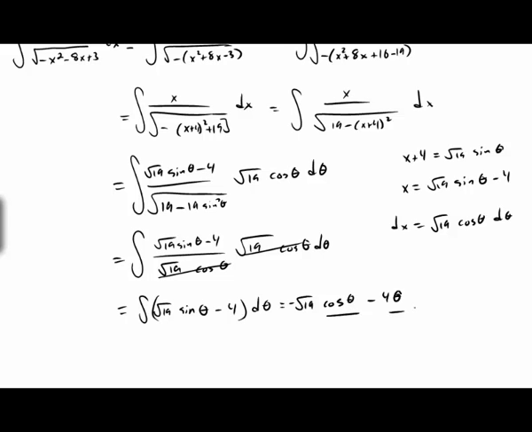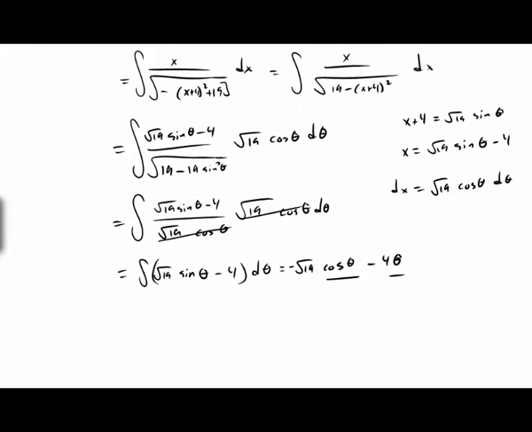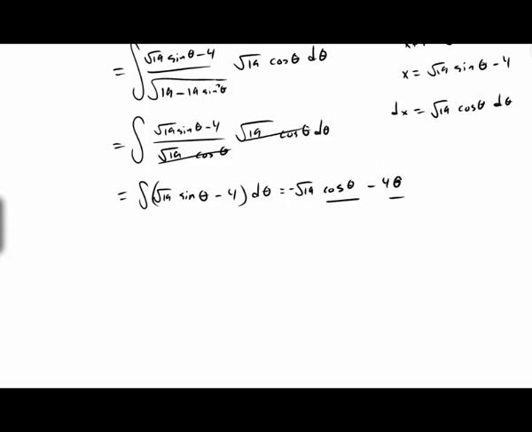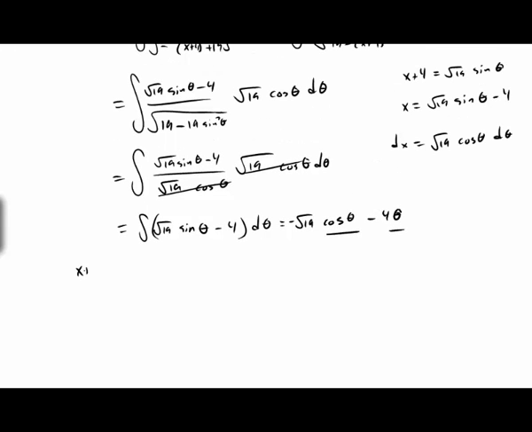Well, because I have a relation that relates theta to x, namely my first substitution, I can say that if x plus 4 is equal to the square root of 19 sine theta, I can divide through by the square root of 19, and then take the arc sine to find out that theta is equal to the arc sine of x plus 4 over the square root of 19. So that takes care of theta. But now I have to find the cosine of theta. And I don't have the cosine of theta, I have the sine of theta.